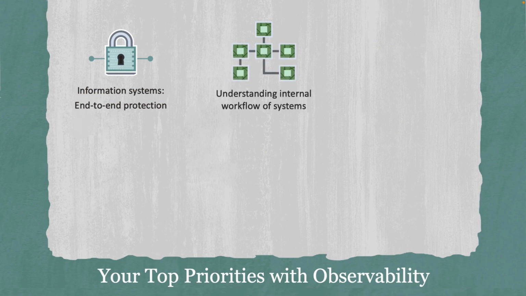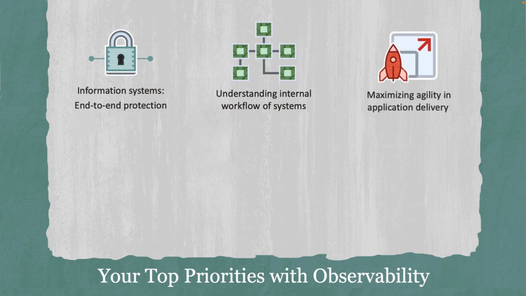Number two, understanding the internal workflow of systems. DevOps would require a complete understanding of the internal workings of their systems, and that would help them to choose the right metrics to monitor proactively. Maximize agility in application delivery. The ability to quickly deliver applications with having continuous monitoring to identify issues in the early stages. For example, finding performance issues with applications, and we refer to this concept as the shift left monitoring.